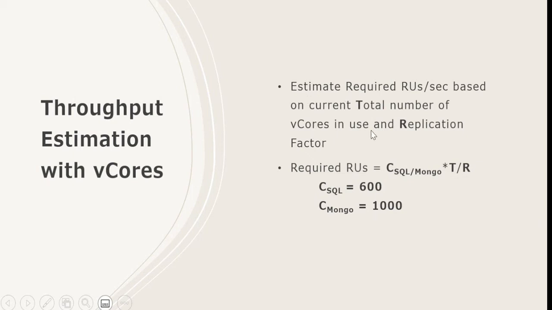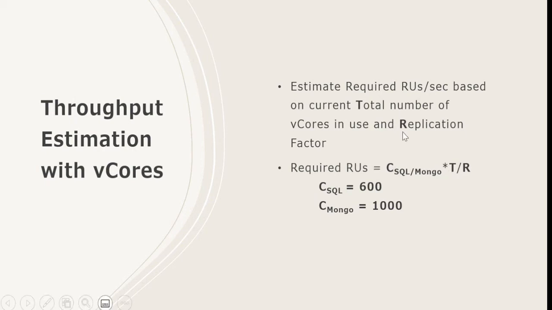If we quickly look at this, there is an empirical formula. The number of required RUs in Cosmos DB for a migration workload will be T divided by R, multiplied by a constant C. So if you were to migrate from some other system to Cosmos DB and you choose the SQL API, what is the value of C? And if you choose the MongoDB API, what is the value of C? In case of SQL, it is 600. In case of Mongo, it is 1000. So this is the formula that we can use to get a rough estimate of required RUs on Cosmos DB.